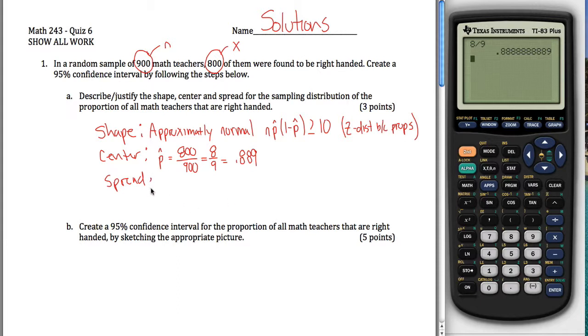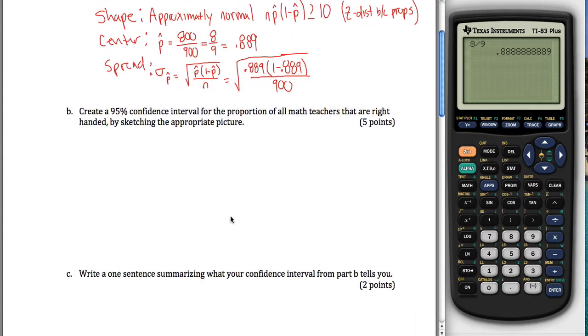The spread, sigma sub p hat, is the square root of p hat times 1 minus p hat over n. So in this case, it's the square root of this 0.889 times 1 minus that value, divided by n, which is 900. Shape, center, spread. All right, now I can create a confidence interval.